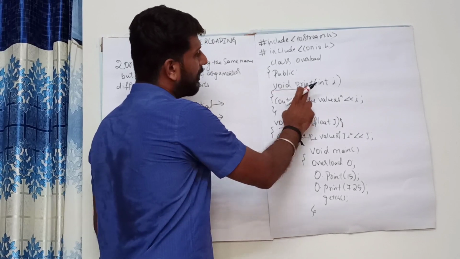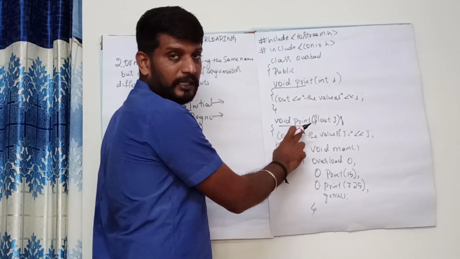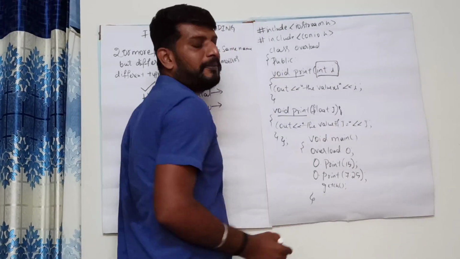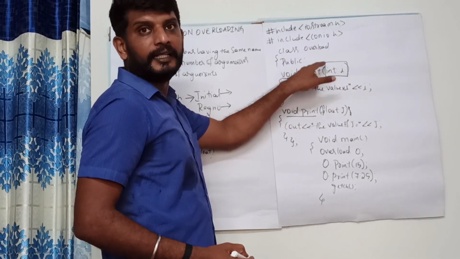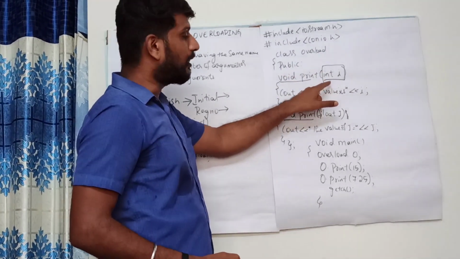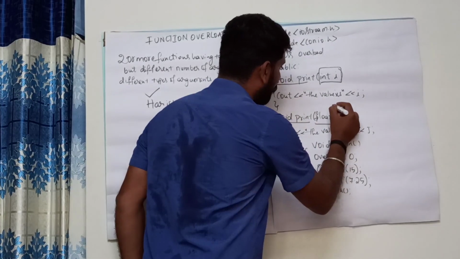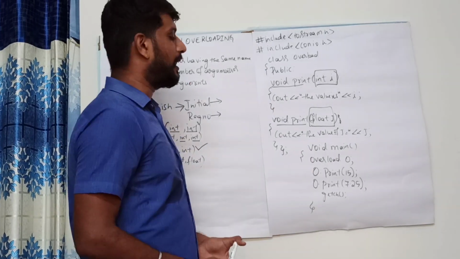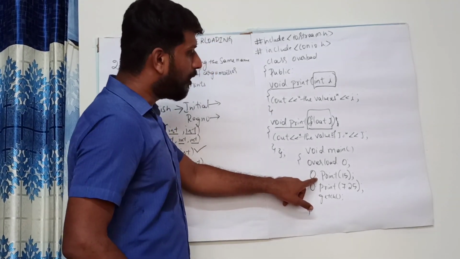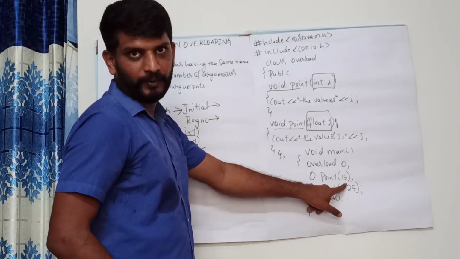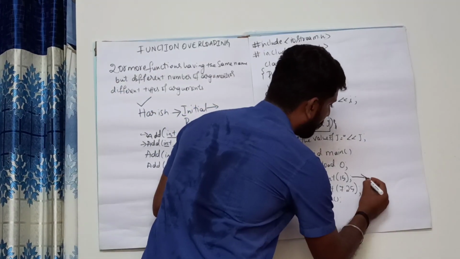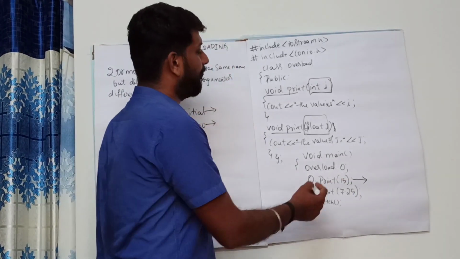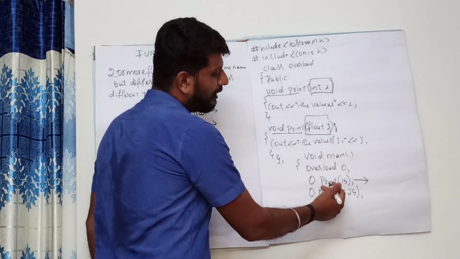You can see over here, the name of the function is print, and here also the name of the function is print. But in the first function, what I am doing is, I am making use of the integer argument. In the second function, I am making use of the float argument. Now, when I execute the particular program, I am calling the function o.print of 15. Now, the compiler will execute this particular line, o.print of 15.